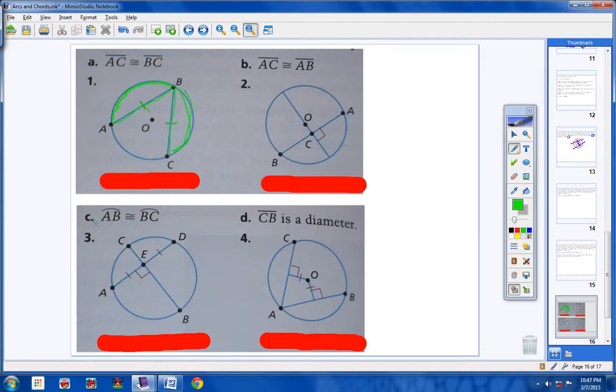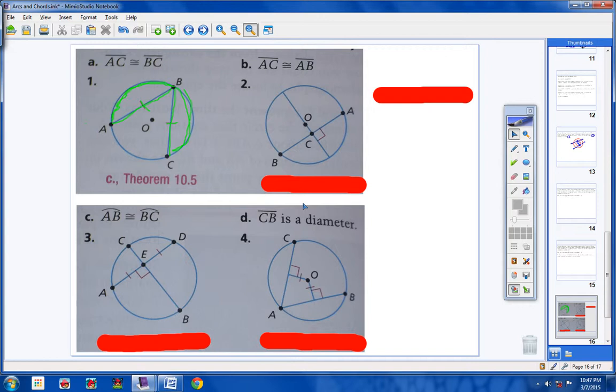Yes, and what theorem is it? Theorem 10.5 says it's an if and only if: if two arcs are congruent, then their minor chords are congruent. If two chords are congruent, their minor arcs are congruent. If two minor arcs are congruent, then their two chords are congruent. Okay? Alright, moving on now to number two.